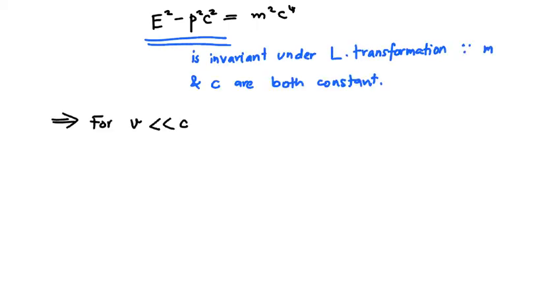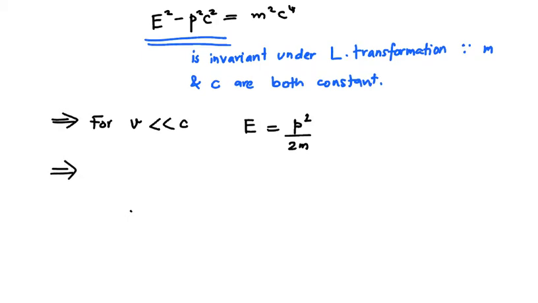Now I want to go back to the same equation again, which can be rewritten in this format. So it is clear that E squared minus p squared c squared is invariant under Lorentz transformation, since mass and c are both constant. Again, for a special case when the speed of the particle is much smaller than c, the total energy reduces to p squared over 2m.